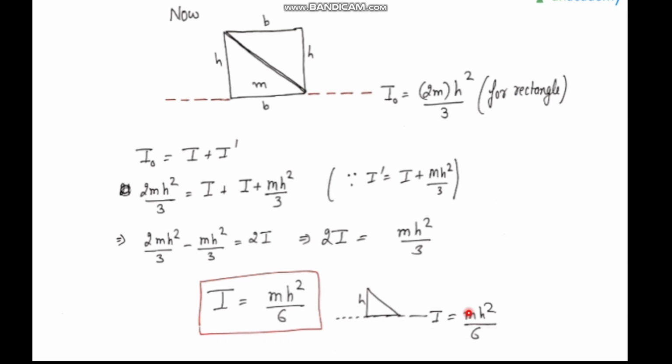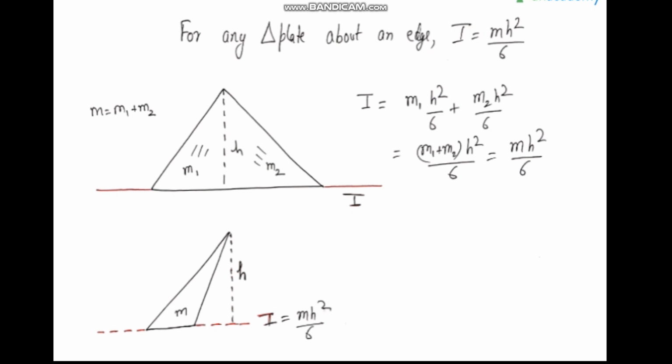Now we'll see that this can be extended to other plates. I will prove that for any plate about an edge, the moment of inertia is mh square by 6. Suppose this is a triangular plate of total mass m. We have to find the moment of inertia about this. I will prove that it is mh square by 6. This whole plate can be divided into two right angled triangles. Mass of this is m1, mass of this is m2, total mass is m1 plus m2. This I will be the contribution of this and the contribution of this. Contribution of this will be m1 into h square by 6, already proved for a right angled plate.